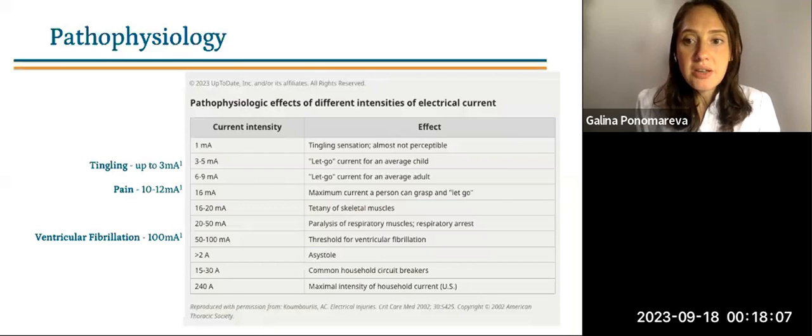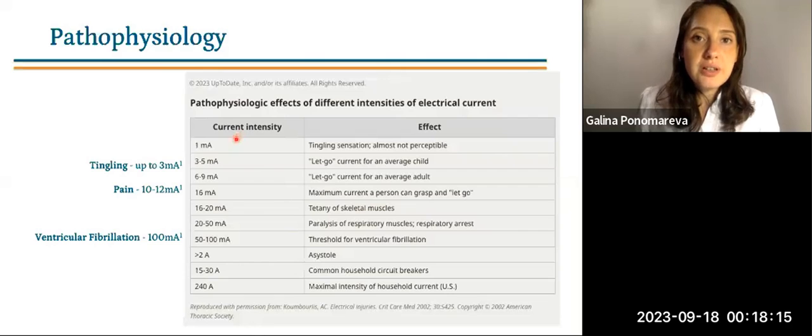And we can also use the intensity of the current to predict the severity of the injury that the patient is likely to have. So this is a graphic from the 2002 Critical Care Medicine Journal, which shows the physiological effects expected for an individual to experience at different current intensities. And this is measured in milliamperes. So for example, an individual will expect to feel tingling when they have been exposed to current intensity up to 3 milliamperes. At 10 to 12 milliamperes, they will experience pain. And at 100 milliamperes, we would expect cardiac arrhythmias.